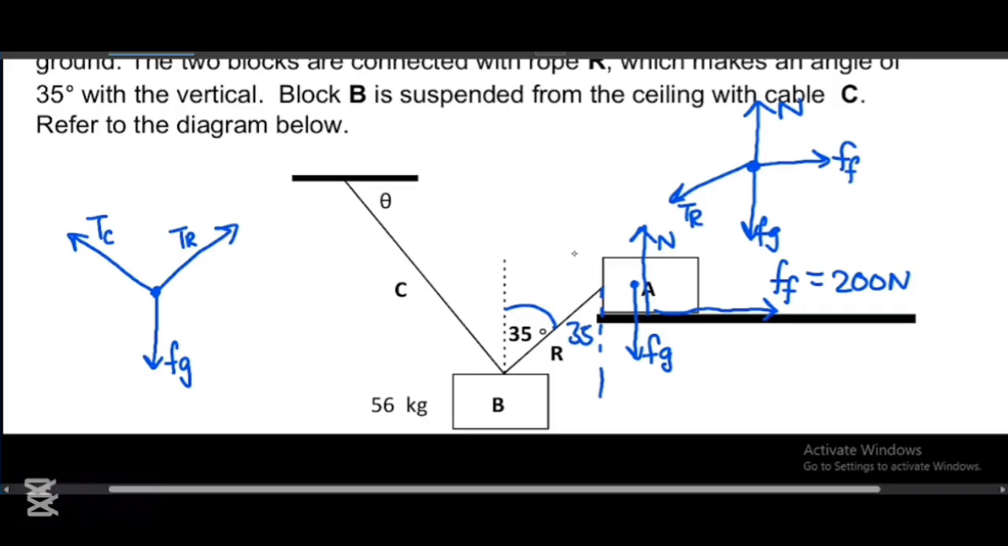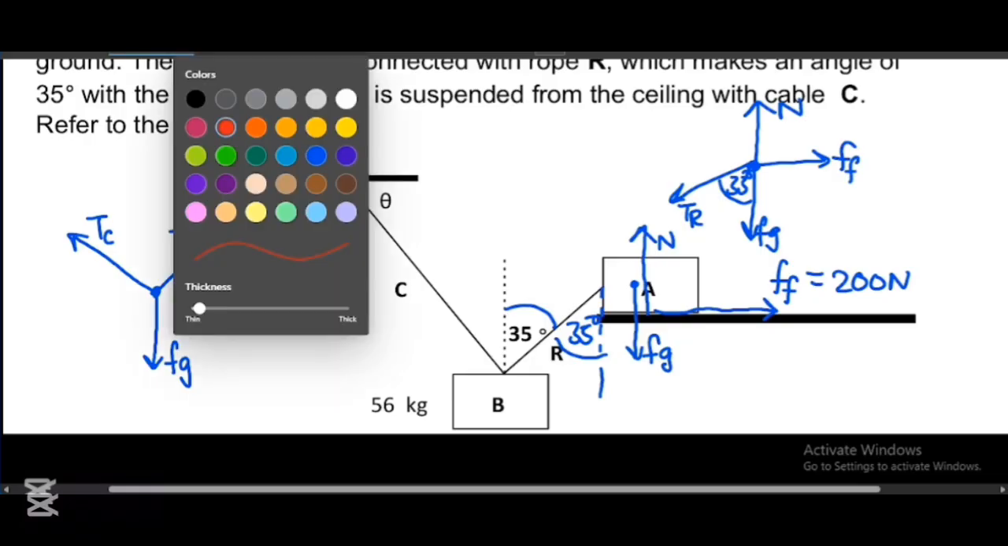We'll just put the 35 degrees here just to guide us through the process. And now I would like to remind you guys about components. Remember here we are looking for the horizontal component. So I would like us to use this diagram.